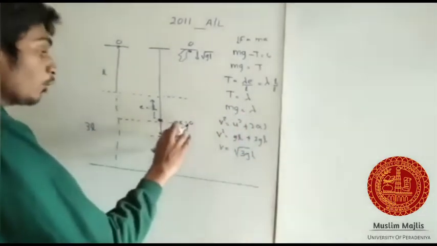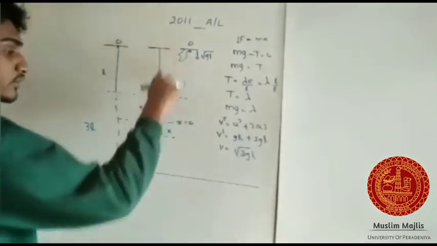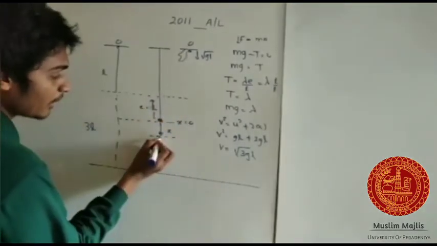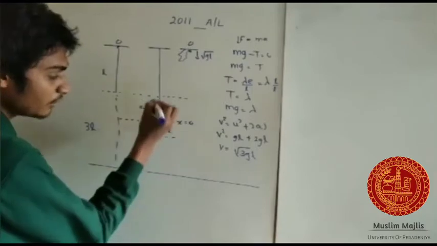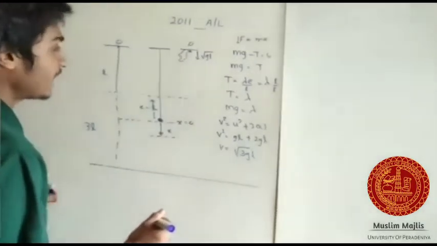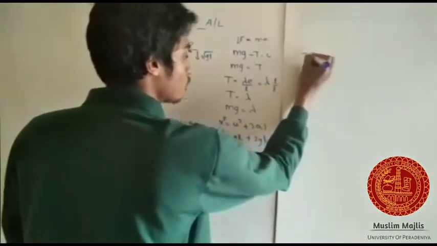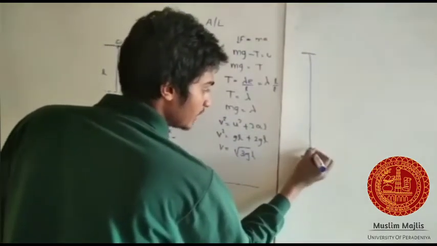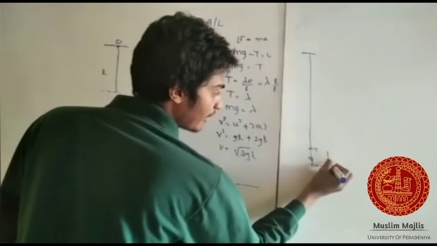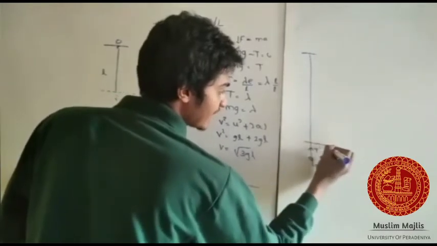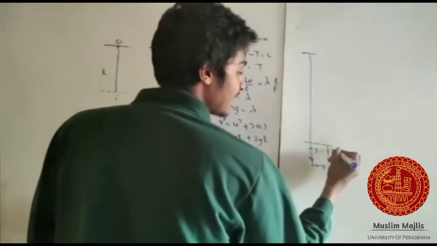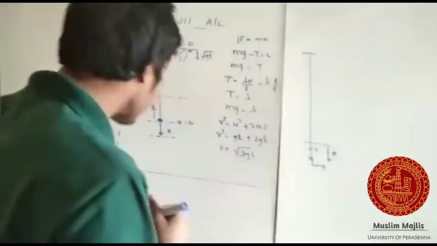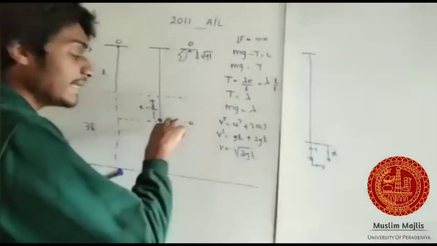Now when the particle is somewhere else here, going like that, you have the weight and you have the tension. Let me draw the diagram again. You have the mg and you have the tension, and furthermore you are going to have acceleration. So this is the expression. The acceleration x double dot is always calculated from the equilibrium position.